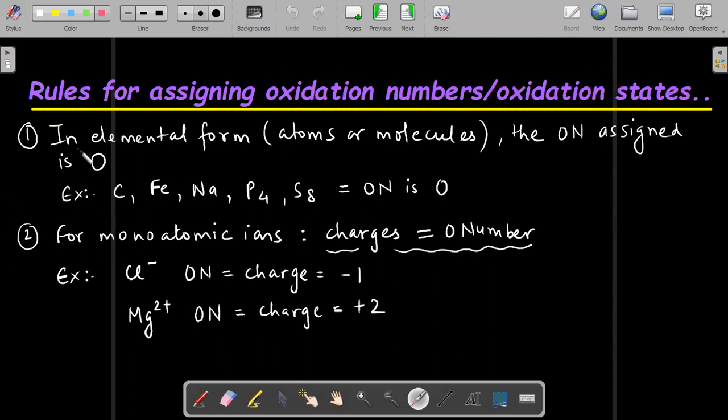So first of all, in the elemental form, either the elemental form is in atomic form or it is a molecular form, the oxidation number assigned is always 0. Matlab I take C, Fe, these are all atoms, right? Sodium, P4. Now P4, S8 are molecules, but these are all elemental forms. Why elemental forms? They are made up of the same element. Elemental form ka matlab they are made up of the same element. So the oxidation number here is always 0.